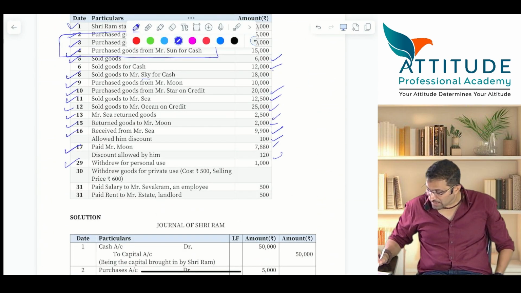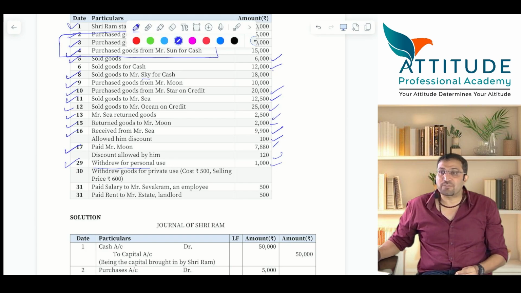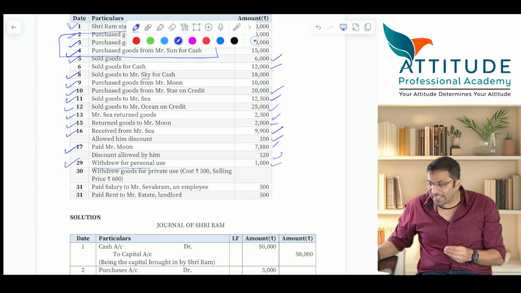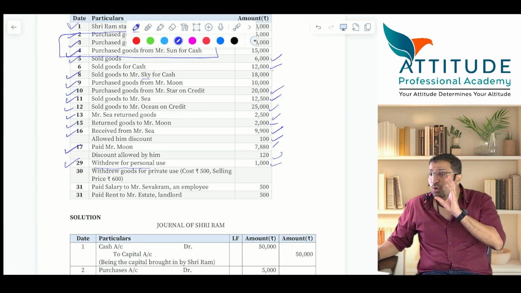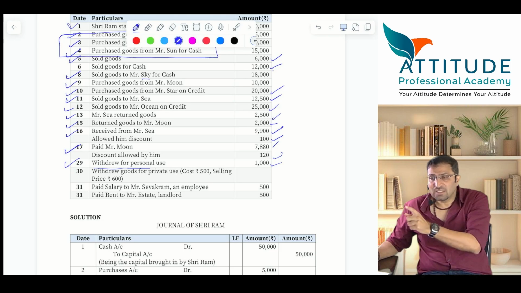29th. Clearly they have given: withdrew cash for personal use. Withdrew means what? Not goods. If nothing is mentioned, you assume it is what? Cash withdrawn. Is that clear? You are withdrawing cash for personal use. Now don't look from the owner's angle, look from the business angle. Cash goes out. Cash is an asset, asset reduces, cash account, credit.